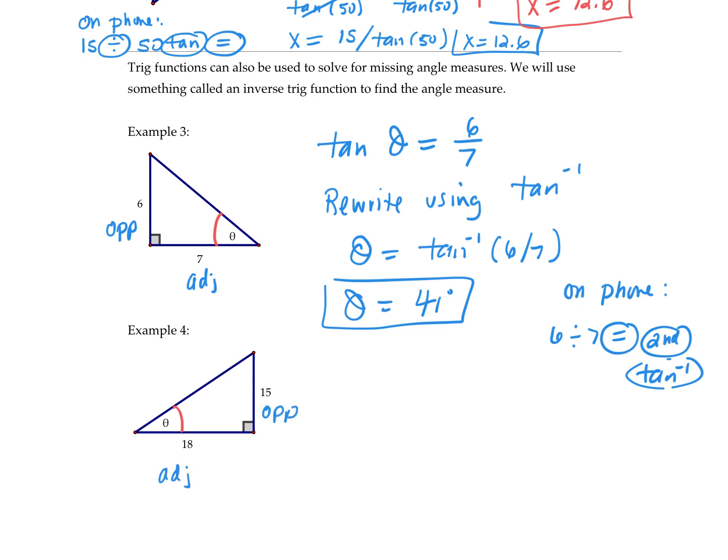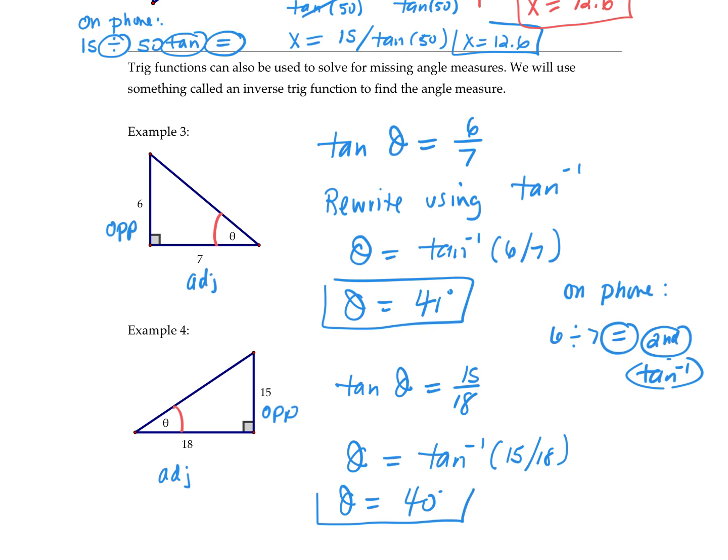And for our last example, for my angle marked with theta, 15 is the opposite side, 18 is adjacent. So we're going to be writing tangent of theta equals 15 divided by 18, or theta equals inverse tangent, 15 divided by 18. And that's going to give us an angle measure of 40 degrees for our final answer. Again, angles we round to the nearest whole number.